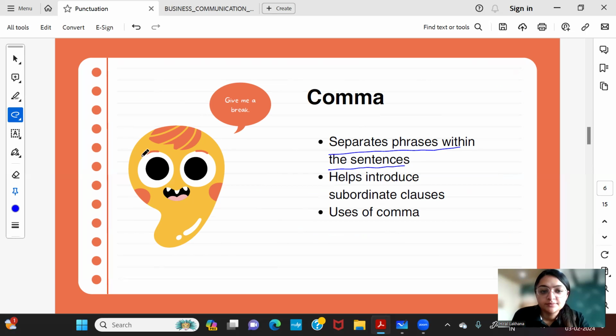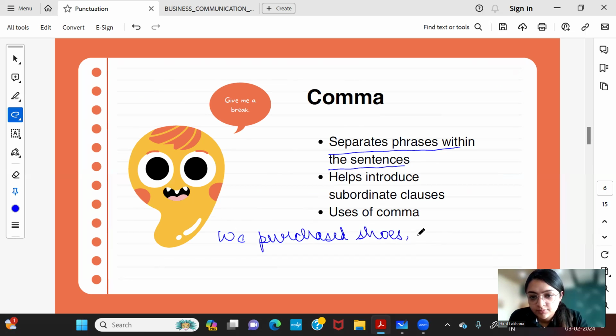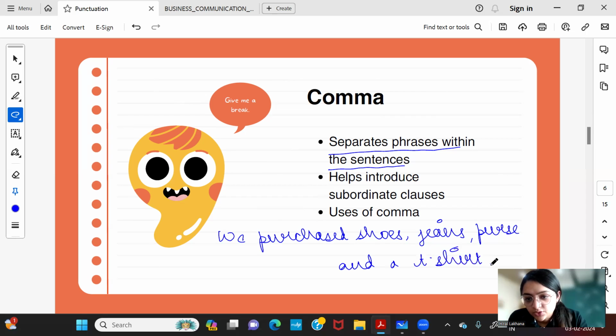So say, for example, we purchased shoes, jeans, purse, and a t-shirt. So if you could see here, there is a list of multiple items that are available.